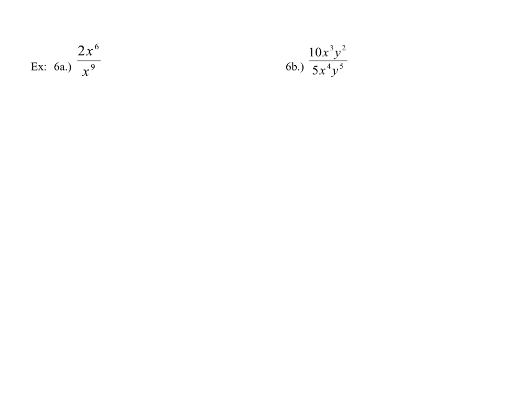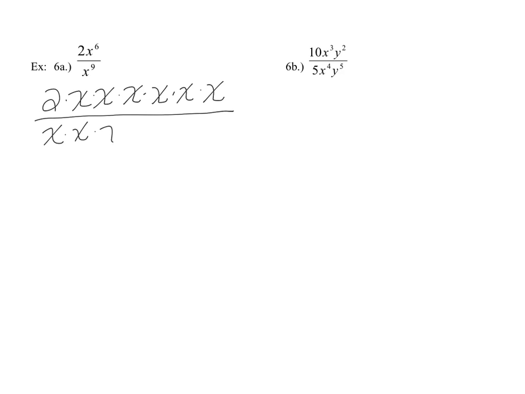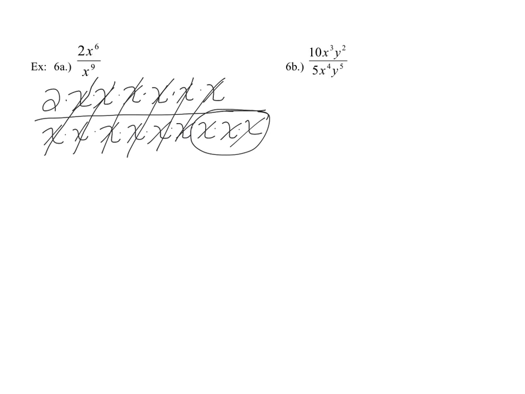We're going to go ahead and expand this and just see what happens, right? So on the top, I have 2 times 6 x's on the top. So x times x times x times x times x times x. And then on the bottom, I have 9 x's. So there's 1, 2, 3, 4, 5, 6, 7, 8, 9, right? Now think about what we did when we were in expanded form. The x divided by x is 1. So we're actually going to cancel out a total of 6. And what I have left is 3 x's on the bottom. Those have to stay on the bottom. They're in the denominator.